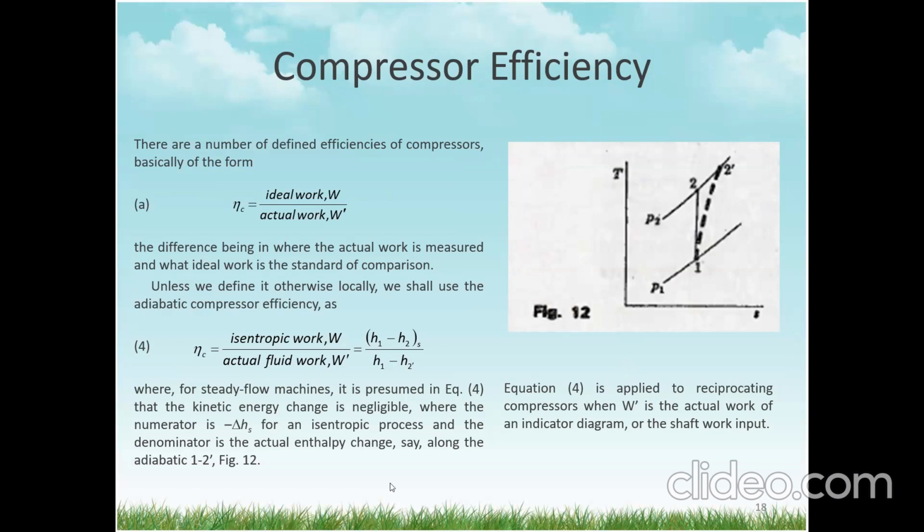Where for steady flow condition, it is presumed in equation 4 that the kinetic energy change is negligible, where the numerator is negative delta H for an isentropic process and the denominator is the actual enthalpy change, say along the adiabatic 1 to 2 prime.